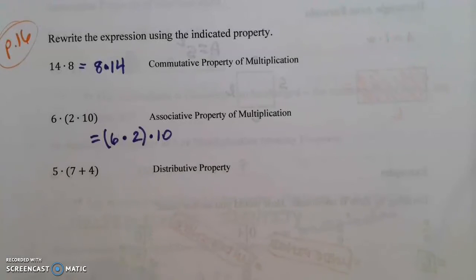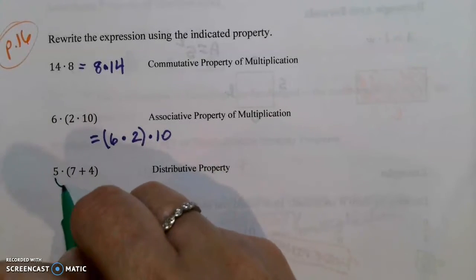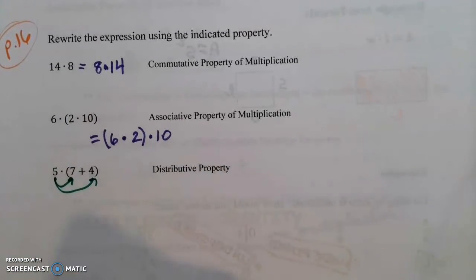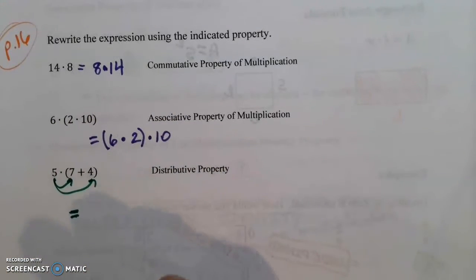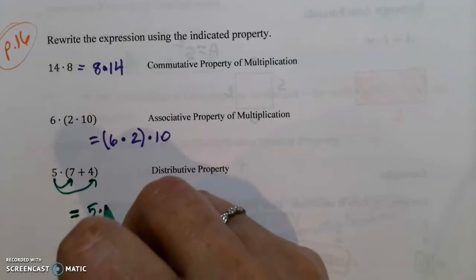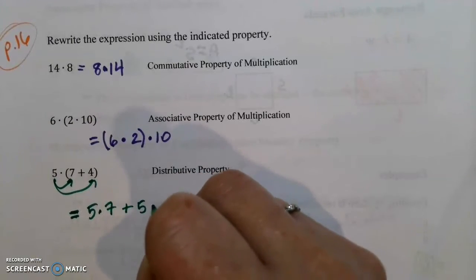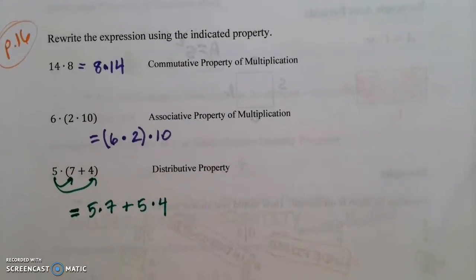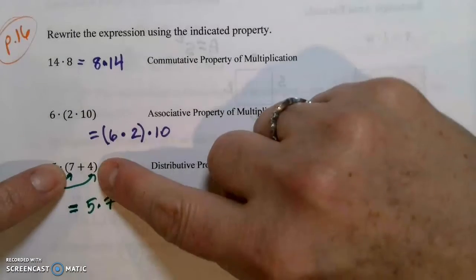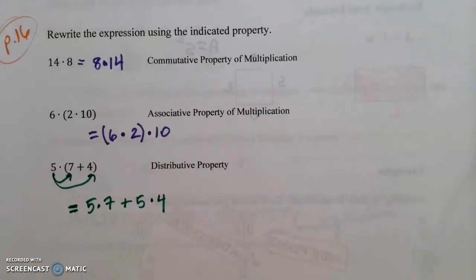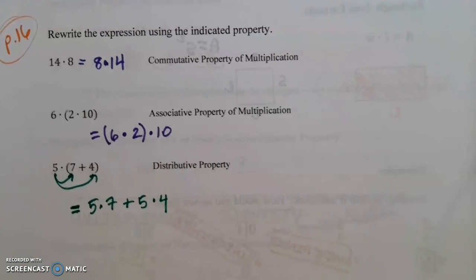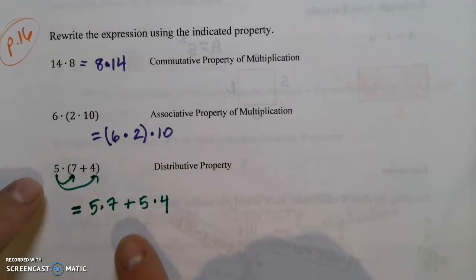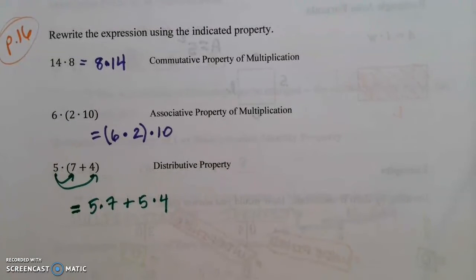And distributive property. So you're going to take whatever is on the outside and multiply that through. So the other side of the equation, when I use the distributive property, would be 5 times 7 plus 5 times 4. And that, from with the parentheses to without the parentheses, that's the distributive property. Anything else we do to this is nice to simplify for a final answer, but this is all you need to do to demonstrate that the distributive property is being used.